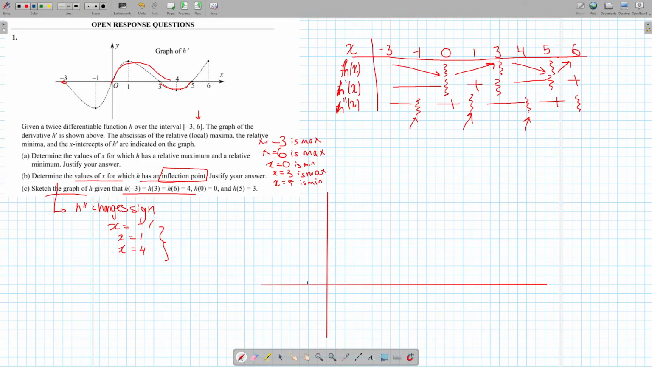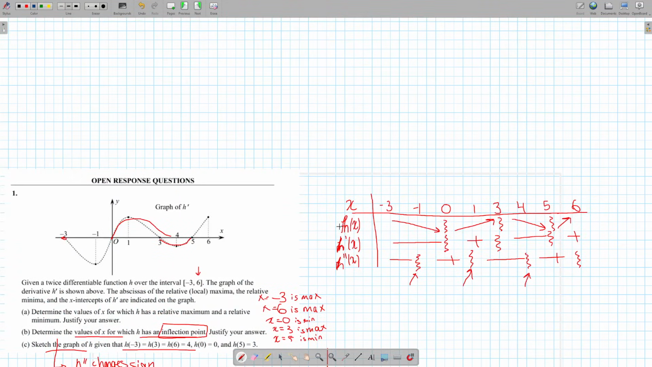So let's see here. So this is negative 1, it's negative 2, and this is negative 3. Over here we have 1, 2. We're going up until 6, so let's just go there. 3, 4, 5, 6. Alright, cool.